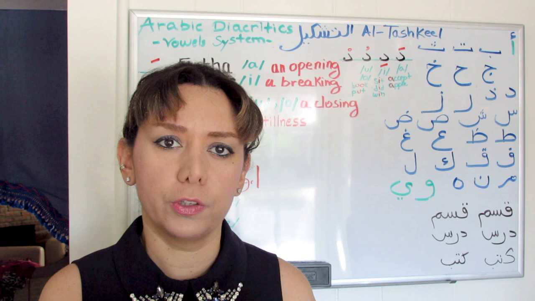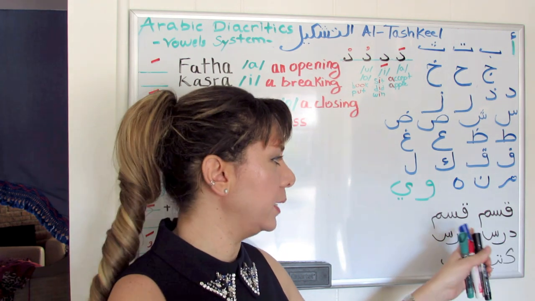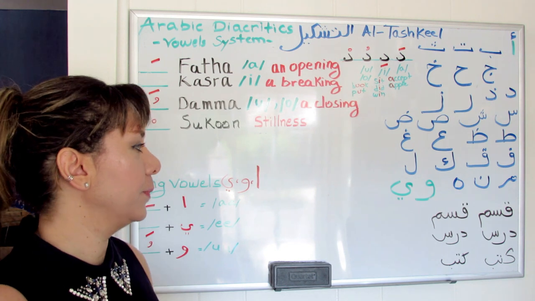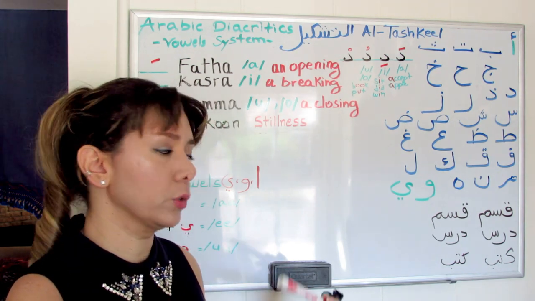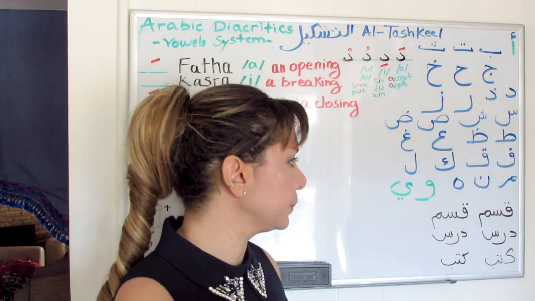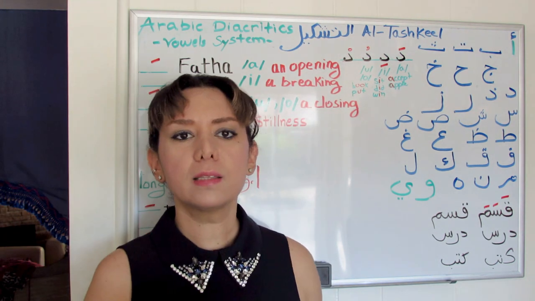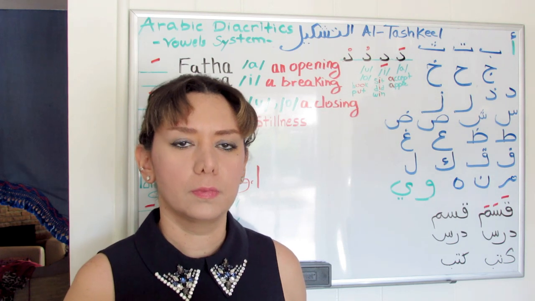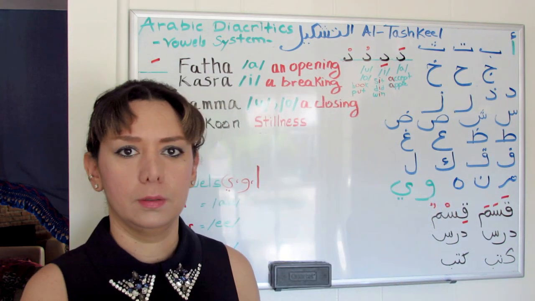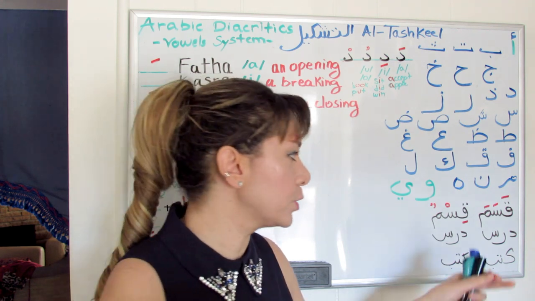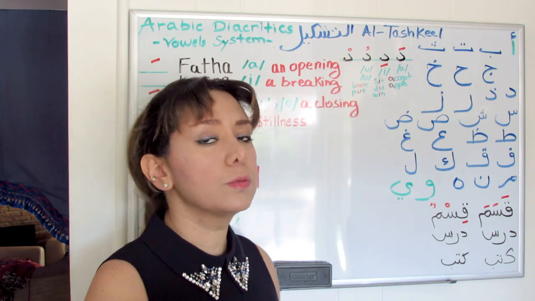Let me explain myself further. We have 3 examples here, 3 words. I wrote them twice. Why? We'll see. They look similar, no difference. But if we start marking them with the short vowels, which we will talk about in a minute: Qasama. I used fatha here. Qasama means divide. What about the second one? Qismun. It means a classroom. So the first one, qasama, is to divide. Qismun is a classroom.